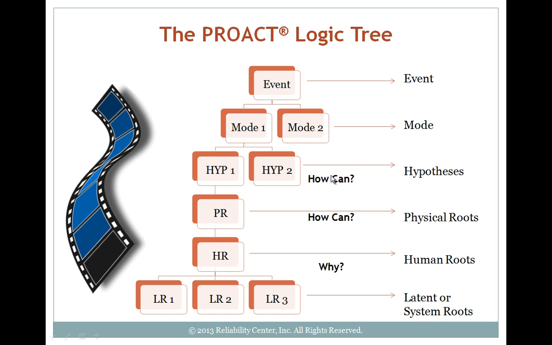We're going to be coming up with all the possibilities. These, of course, are our hypotheses. We're going to use the evidence that we collected to prove what did and what did not happen. We're going to continue that how can questioning and following down on the things that were true. This will eventually uncover the physical roots, the human roots, and then the latent root. Now notice here that when we go from physical roots to human roots, we're going to switch our questioning from how could to why. We want to understand why someone felt it was the right decision at the time that they made it. This will uncover our systemic deficiencies or our latent root causes.